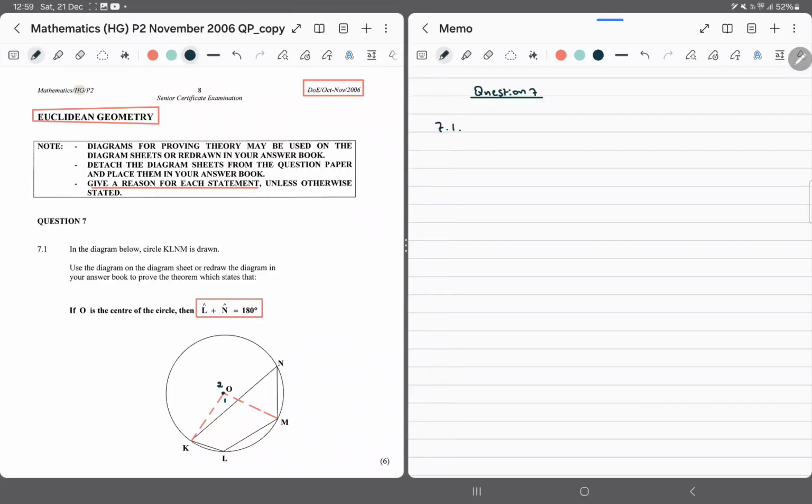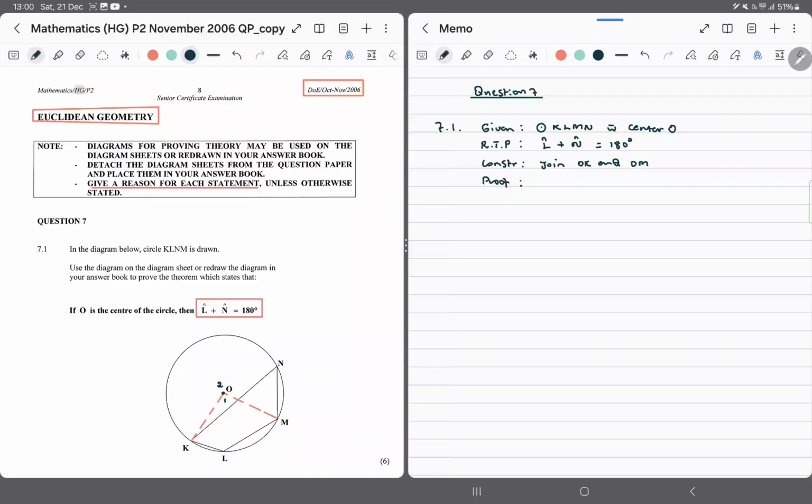And then we have 7.1, and of course we are given circle KLMN with center O. Okay, now we are required to prove that the sum of angle L and angle N is supplementary. Okay, and of course our construction is we join OK and OM. Okay, easy. Then we get into the proof.